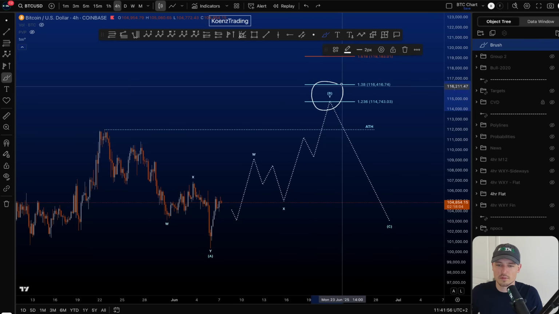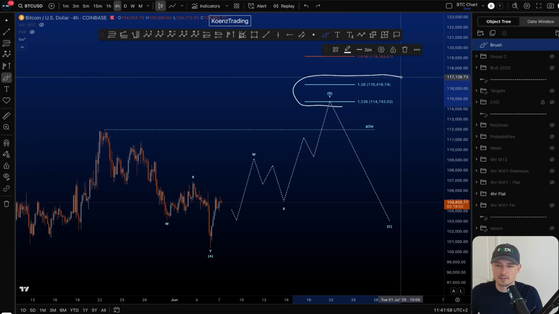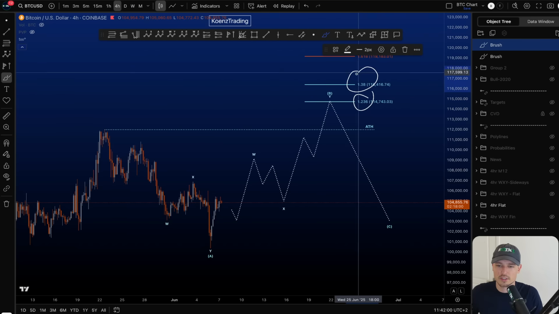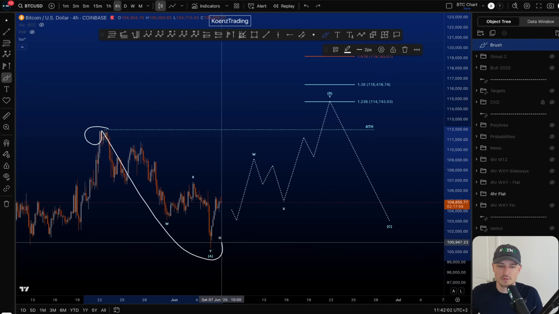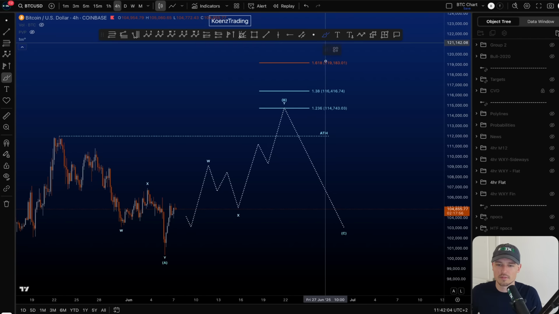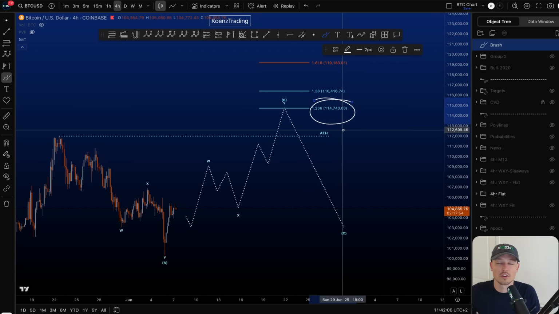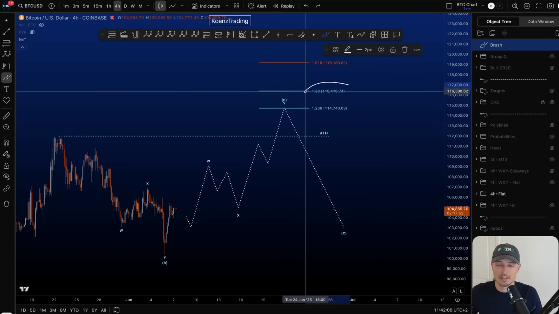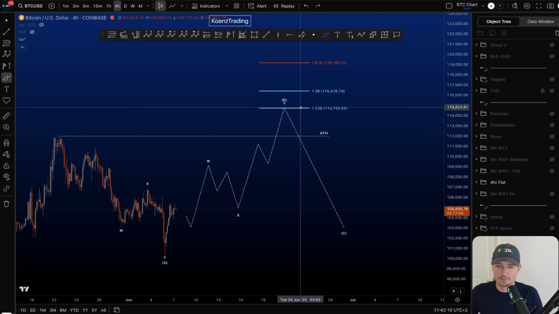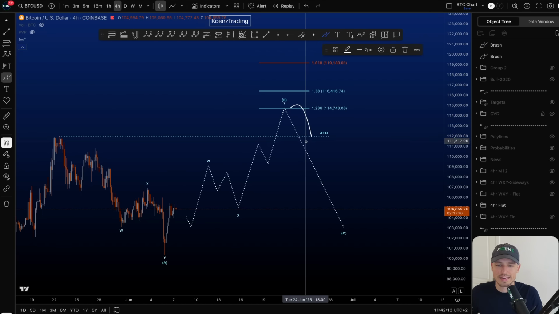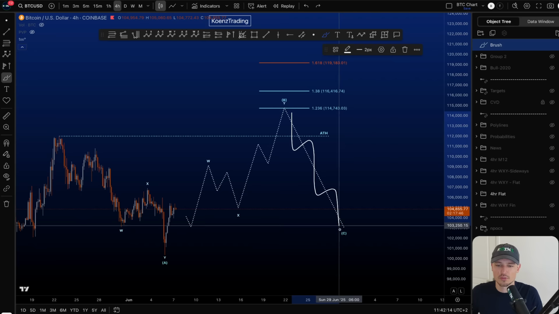Now, a common target for wave B is this area here, the 1.236 to the 1.38 Fibonacci, taken from the start to the end of wave A, giving you a target between 114.7K and 116.4K. After B, you want an impulse down in a wave C, 1, 2, 3, 4, 5.